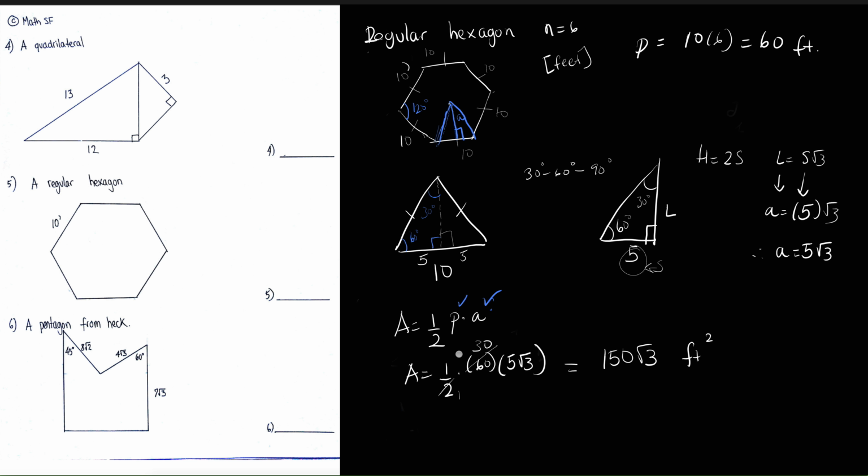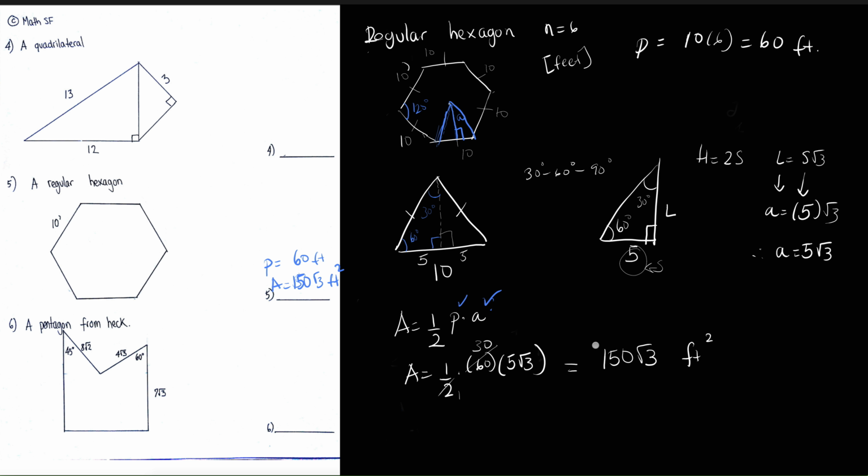So on my answer line, because they're asking us to put the answer in this space provided, my perimeter is 60 feet. Be careful with your units, okay? And the area is 150√3 square feet, okay? If they're asking you for the exact solution, then you give 150√3. If they're asking you for the approximate solution, then you have to use your calculator. And what would you plug in your calculator? You could plug in 150√3.